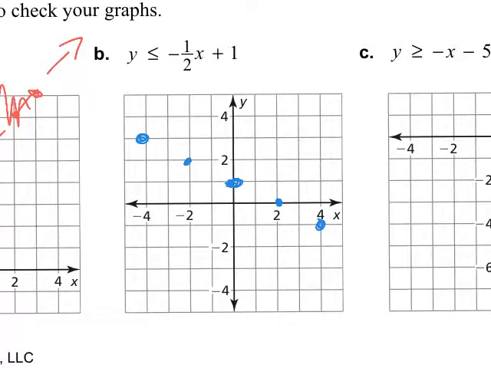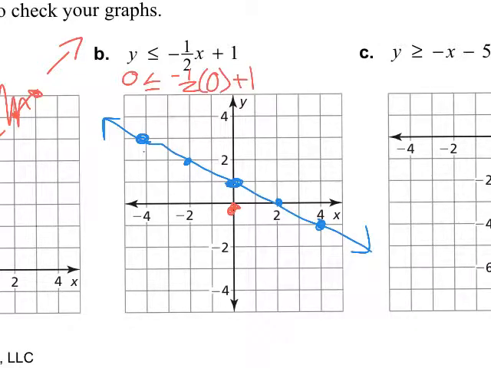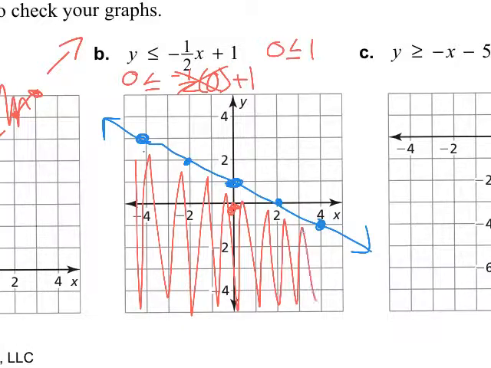Am I going to have a solid line or a dotted line? Solid because it's equal to, so go ahead and put your solid line through it. Okay. And then say y wasn't by itself and I want to test an ordered pair. So let's test the ordered pair 0, 0. If I plug a 0 in for y, is 0 less than or equal to negative 1/2 times 0 plus 1? Negative 1/2 times 0 is 0. So I have 0 is less than or equal to 1. Is 0 less than or equal to 1? Yes, so that tells me I need to shade the portion that point is in.